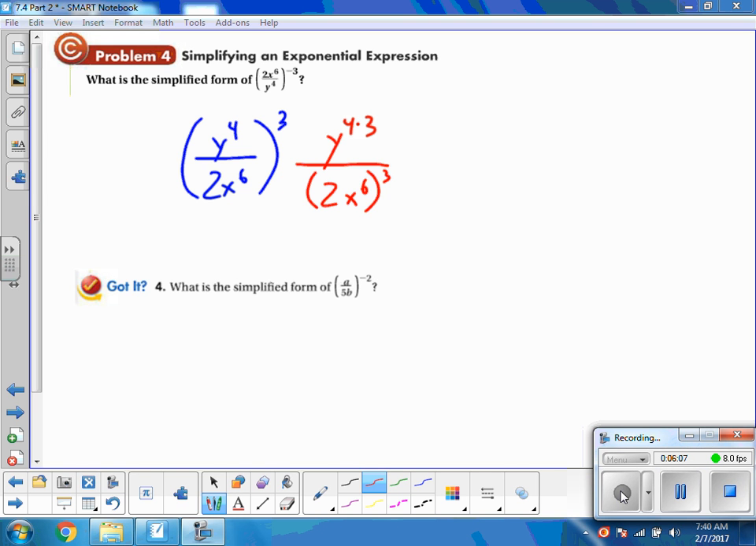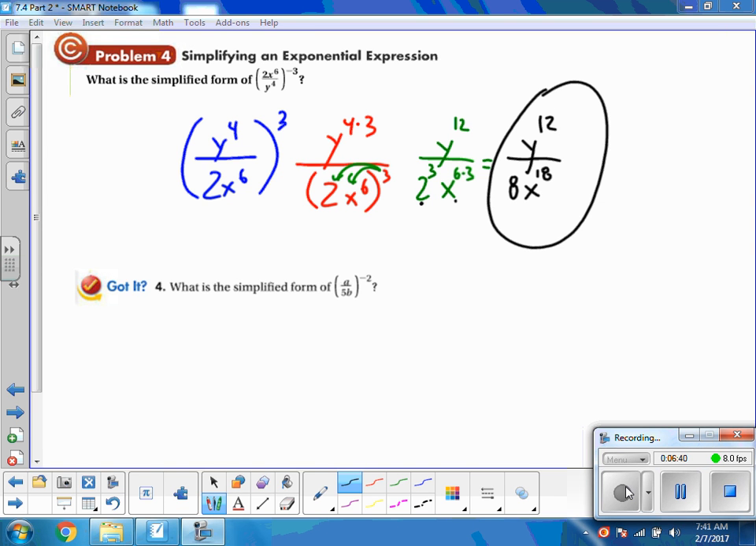Now this is all being cubed. I have everything inside here. So I have y to the 12th over, now everything's being cubed, this piece and this piece. There are two different pieces being distributed here, so it ends up being 2 to the 3rd and x to the 6 times 3. So I'm going to keep going. Y to the 12th over 2 to the 3rd, so that's 2 times 2, which is 4, times 2, which is 8. And I have x to the 6 times 3, so it's x to the 18. And this is my simplified answer.